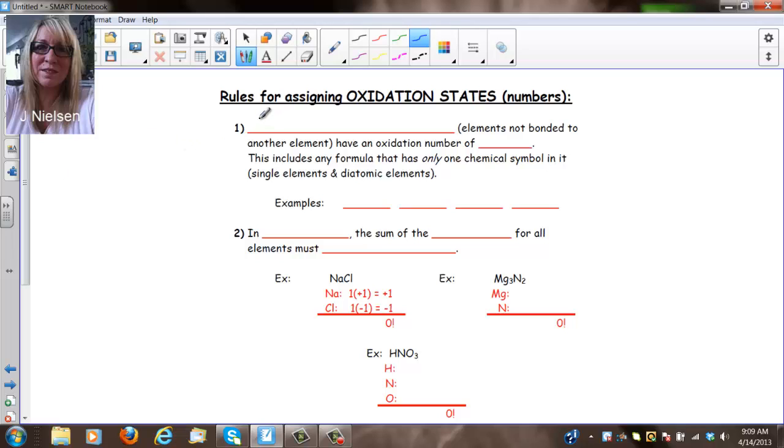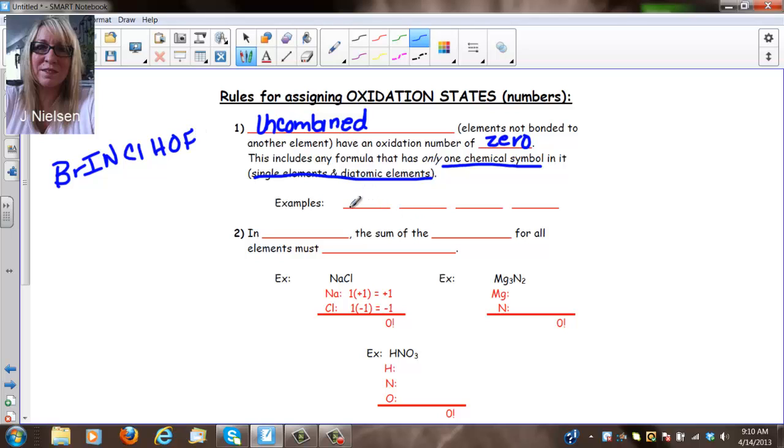So the first rule, and the most important rule, is uncombined elements not bonded to another element have an oxidation number of 0. This includes any formula that has only one chemical symbol in it, meaning single elements and diatomic elements. So we're talking about Brinkelhoff here, Brinclhof.